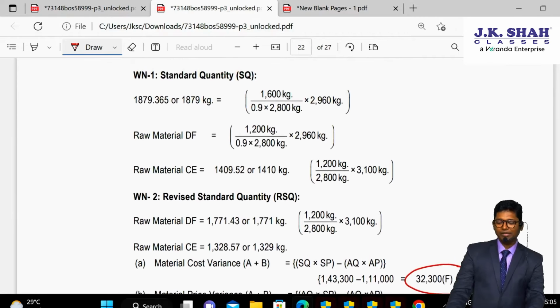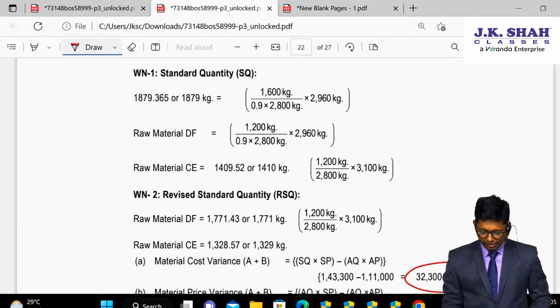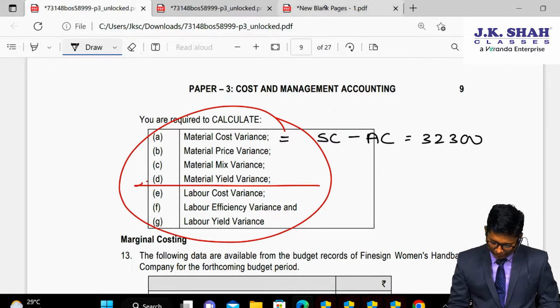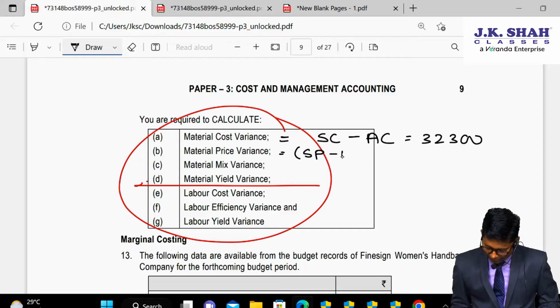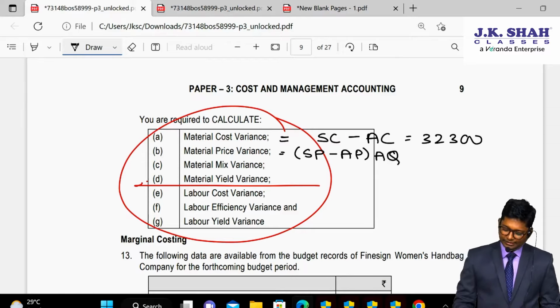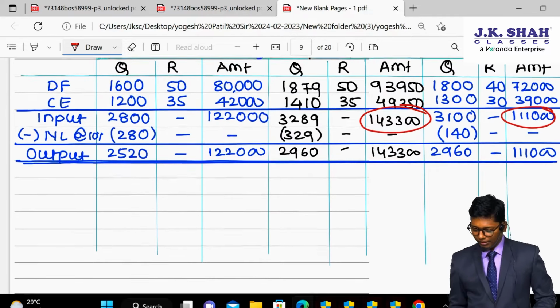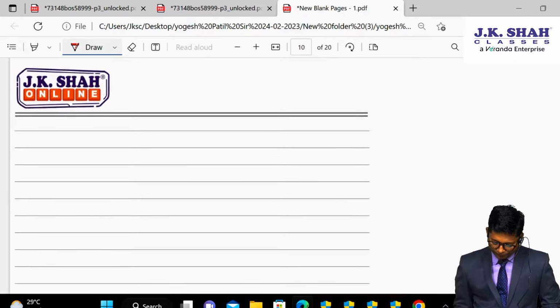They haven't prepared similar type of table. They have adjusted quantities by using certain formulas. Formulas understanding is little difficult. That's why I shown each and every calculation by using the table. Material price, you should compare standard price and actual price, and then you should multiply it with actual quantity. See, standard prices are available in our table. My standard price is 35 rupees and 50 rupees, right? And actual prices are 40 and 30. I'll show you the calculation here.